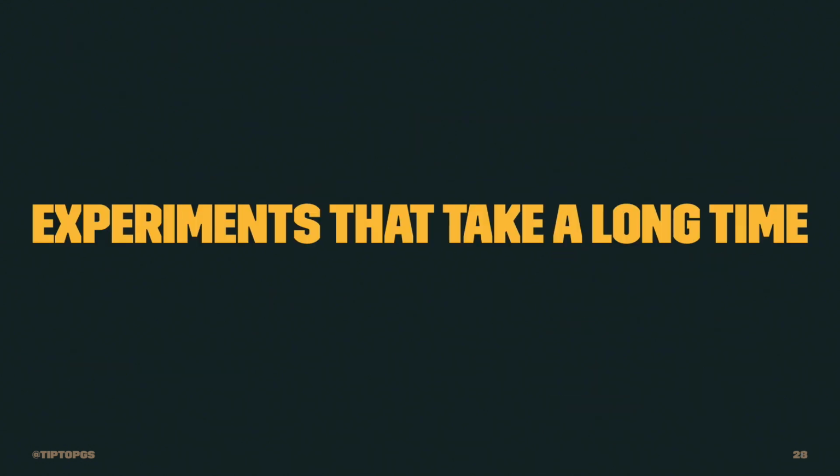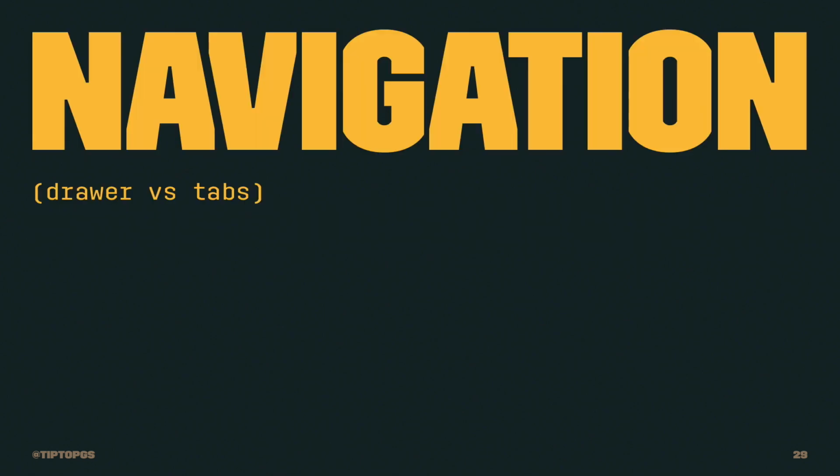And this one's the last example that I want to cover. Experiments actually take a long time. This is the first example where we actually changed the navigation from a drawer to the tab. This took approximately 8 months, which is a long time to have to support both variations and any new feature that you had to create. You had to support the drawer mode and you had to support the tab mode.